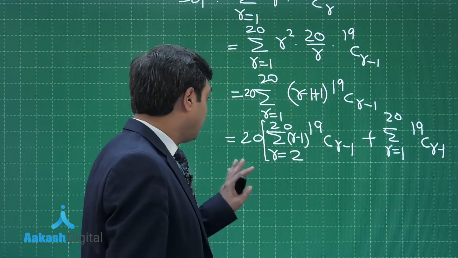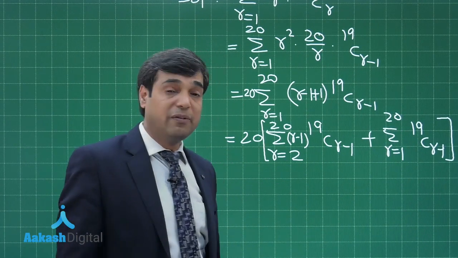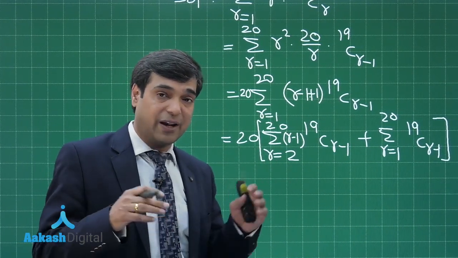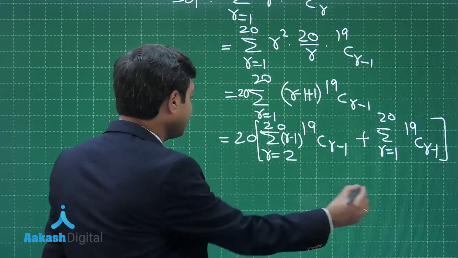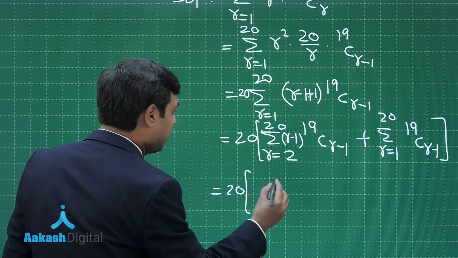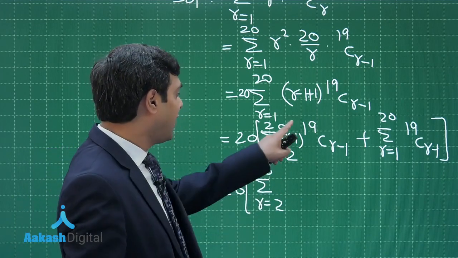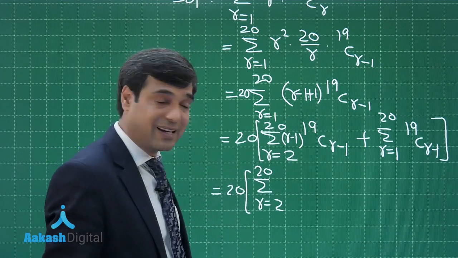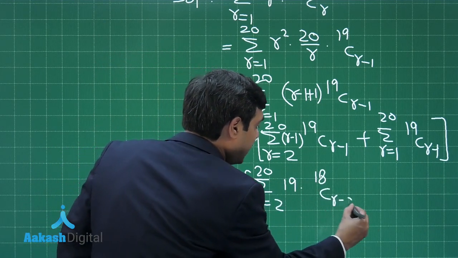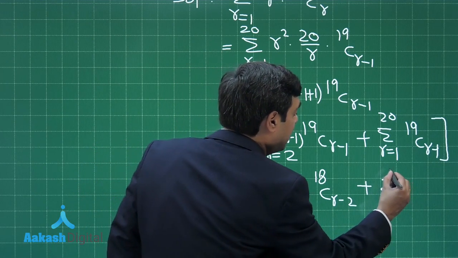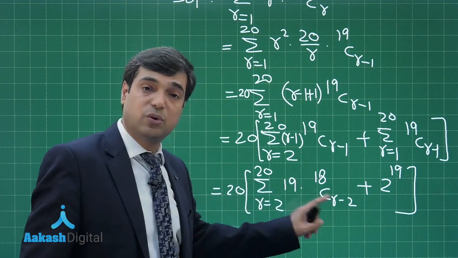Right? Now when you substitute the value for r 1 to 20 in the second one, what you observe, 19 C0 plus 19 C1 and so on up to 19 C19. So it is clearly 2 raised to the power 19. For the first one, it is 20 multiplied with summation r is equal to 2 to 20. Again you can write here 19 upon r minus 1, then r minus 1 is cancelled. So you have 19 into 18 C r minus 2 plus 2 raised to the power 19. Correct?